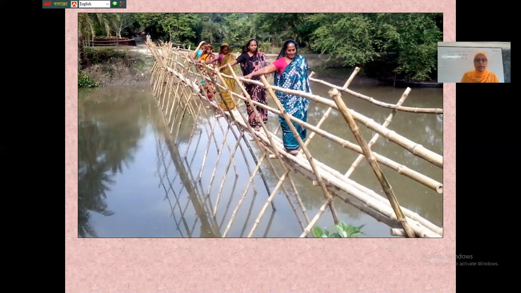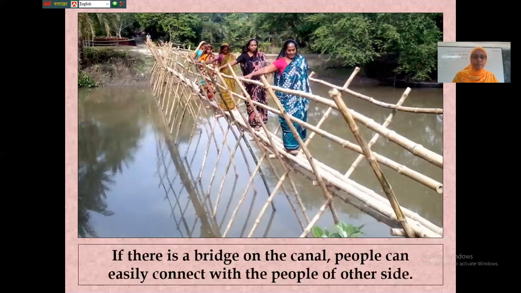Students, can you understand what we learn from this picture? Yes, your imagination is right. We learn connect. That means a connector. If there is a bridge on the canal, people can easily connect with the people of the other side. People can relate to one another by the bridge.